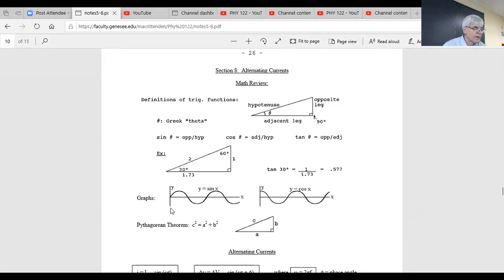The graph of a sine function looks like this, kind of wavy. A cosine is basically the same thing as a sine, except it's been shifted a quarter of a cycle to the left, so it begins at a peak instead of beginning at 0 like the sine does.